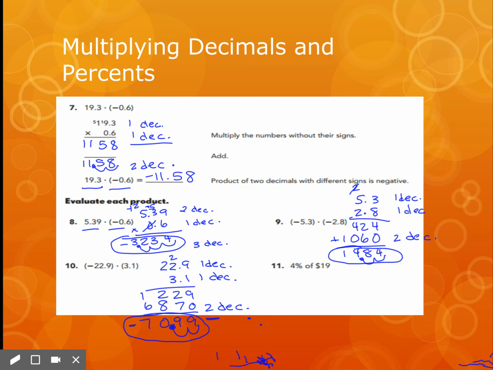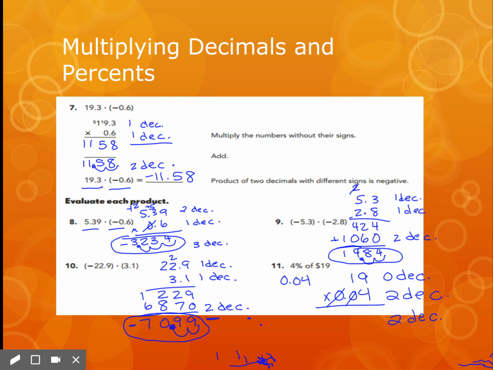And lastly, number 11, 4% of $19. So remember, 4% is 0.04. So I'm doing 19 times 0.04. So I have 0 decimal places here and 2 here. So in my answer, I know I will have 2 decimal places. And I'm going to ignore these zeros in the front because 0 times anything is 0.